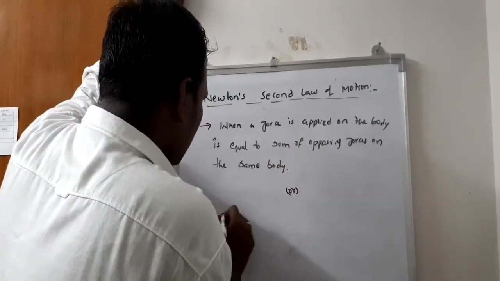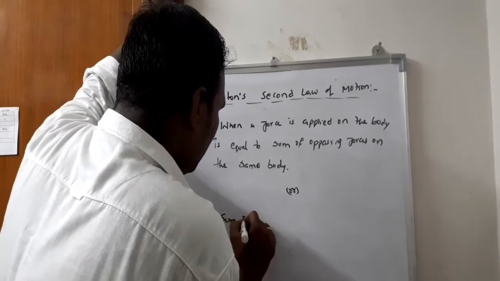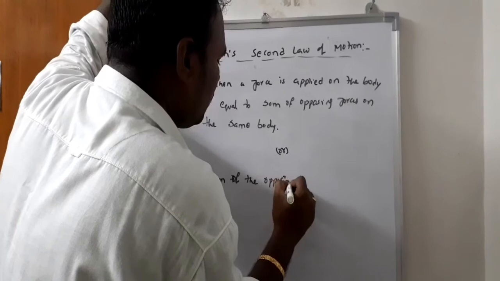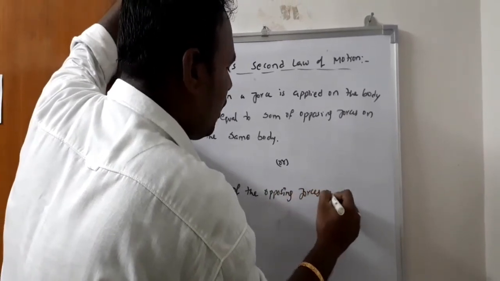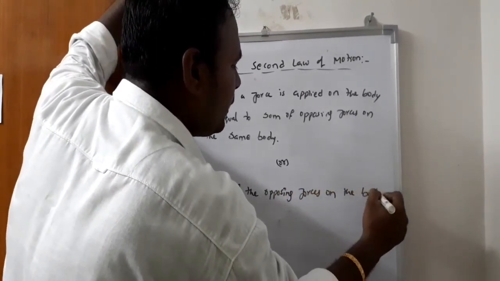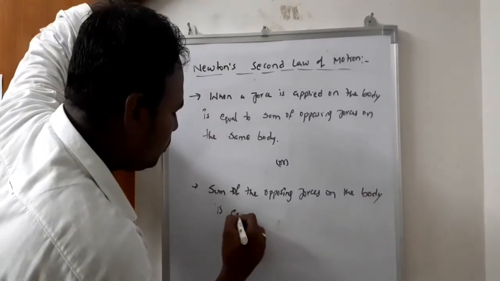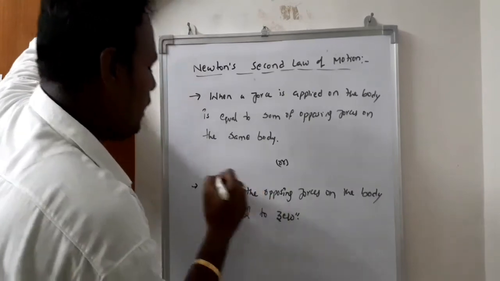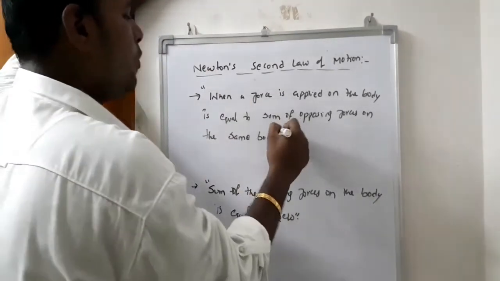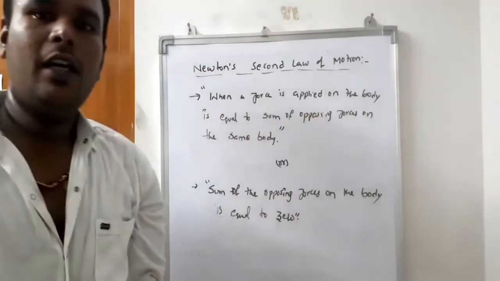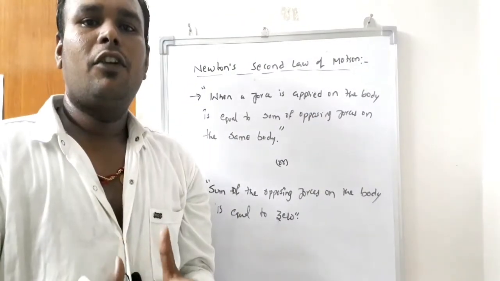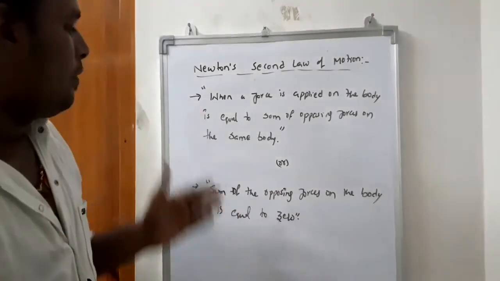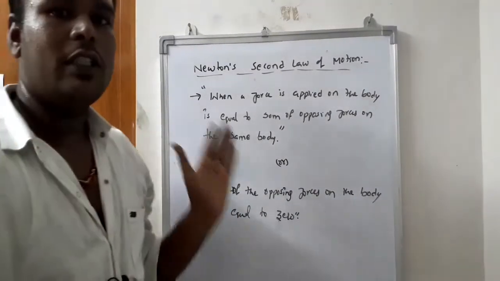And another one is, the sum of the opposing forces on the body is equal to 0. So here are the two statements. We are going to use these two statements in solving the differential equations and also for finding the transfer functions. So these are the very important Newton's second law of motion statements.